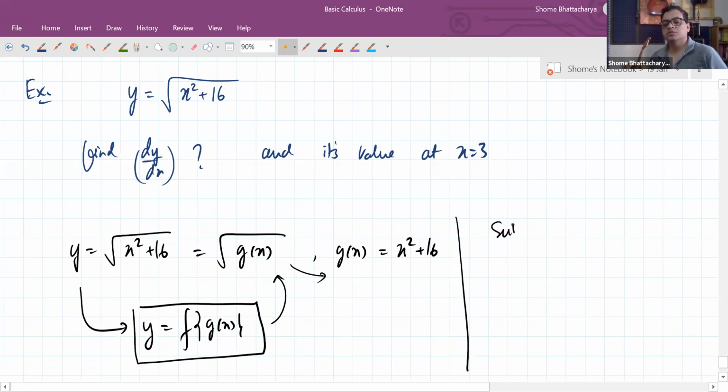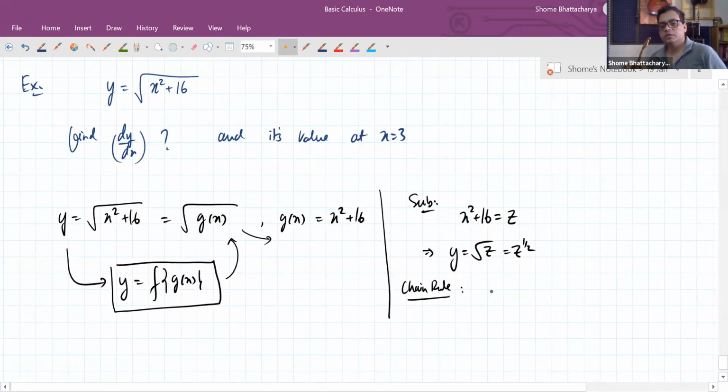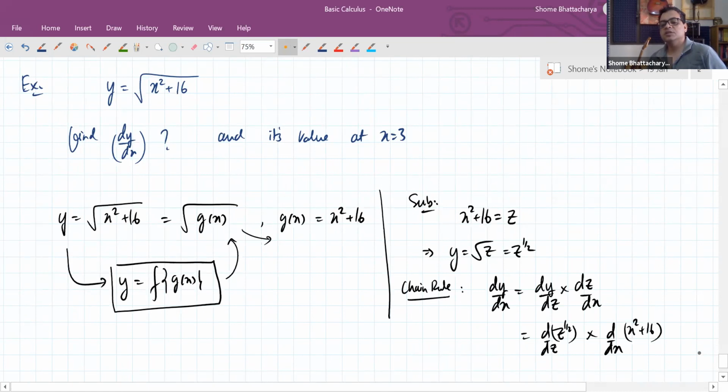So the first step is the substitution method. x square plus 16 becomes our dummy variable z, and therefore y becomes square root of z, or z to the power half. Then we have our chain rule step, where the derivative with respect to x is the derivative with respect to z multiplied by the derivative of z with respect to x. So this becomes differentiation of z to the power half, which is very easy differentiation. And this becomes differentiation of x square plus 16, which is an equally easy differentiation.